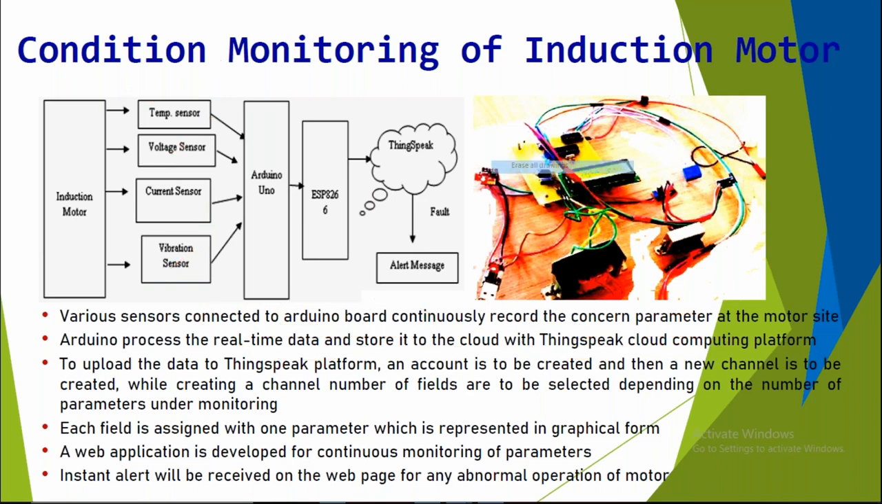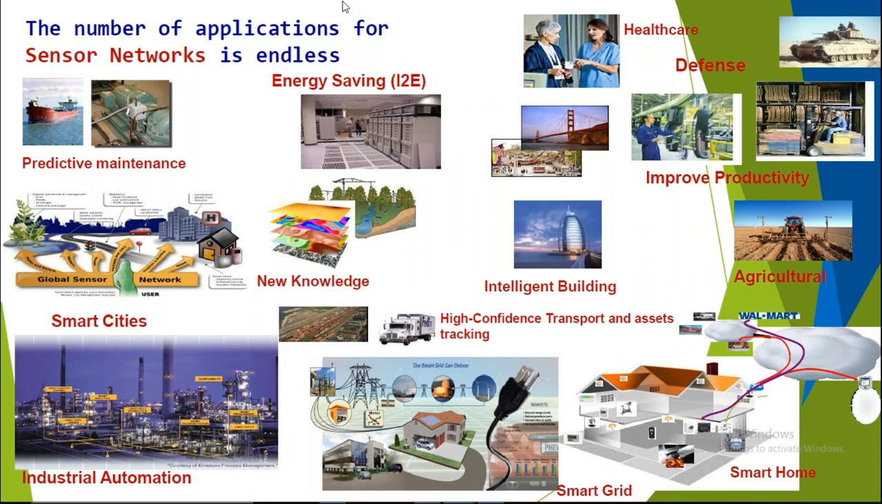So this is, I think, the last application, and the applications for sensor networks are actually endless: predictive maintenance, smart cities, knowledge base, industrial automation, intelligent banking, improved productivity, agriculture, smart farming, smart home, defense applications. These are a wide variety of applications.